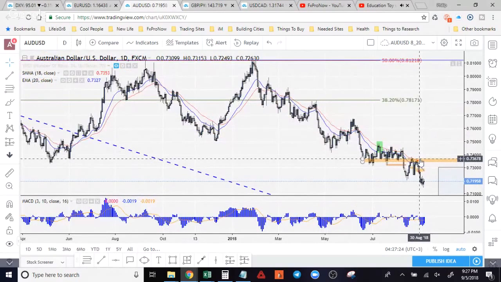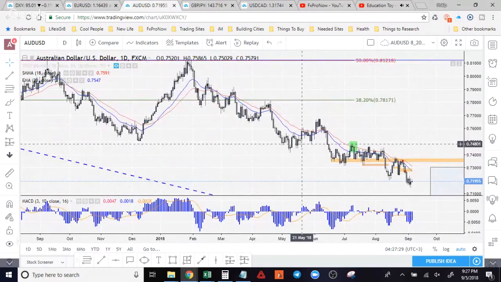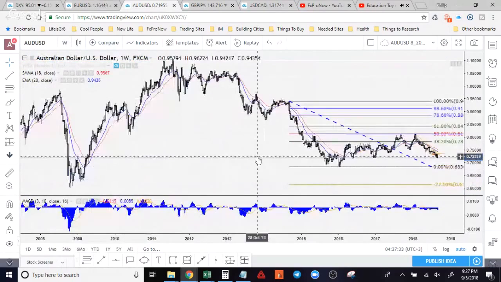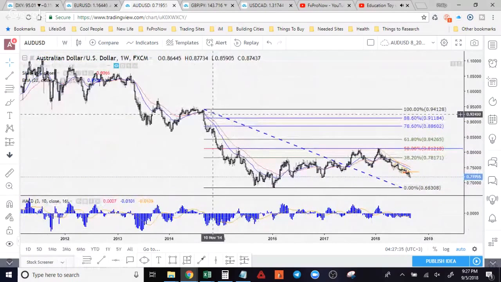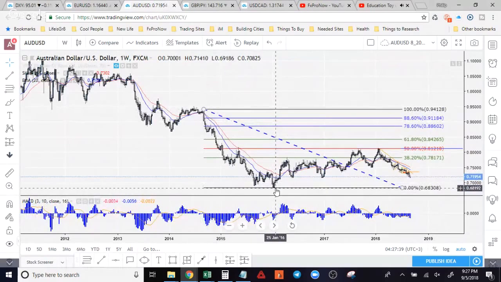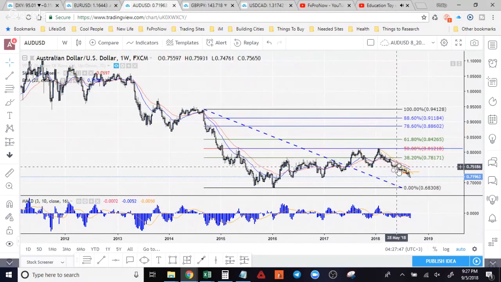Like, it literally gave you a second chance to get into that sell, which is so funny, right? So based upon the weekly, let's go ahead and look at that one. What we see here is that price went from point A to point B down here, then pushed up to 50% on the weekly, and from there it's a steady decline.